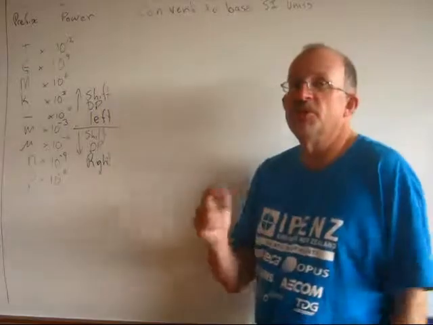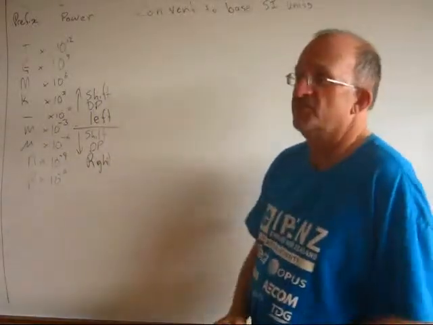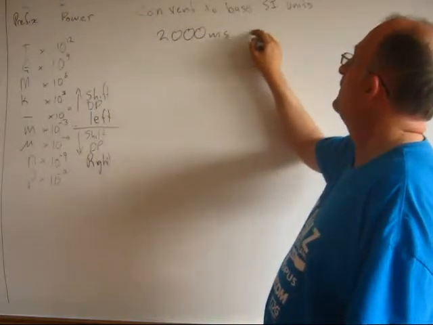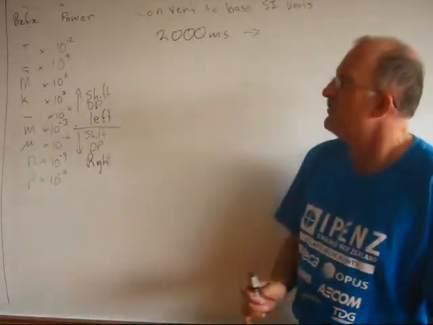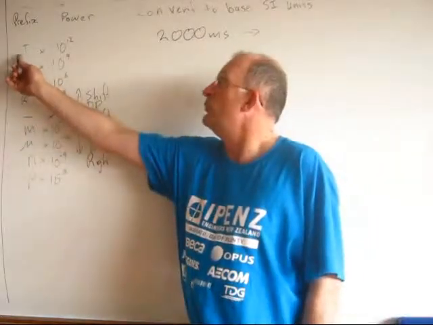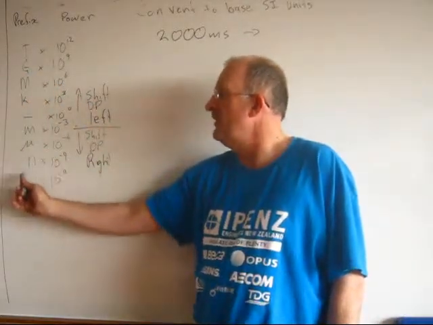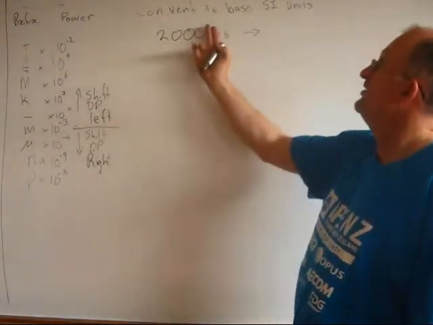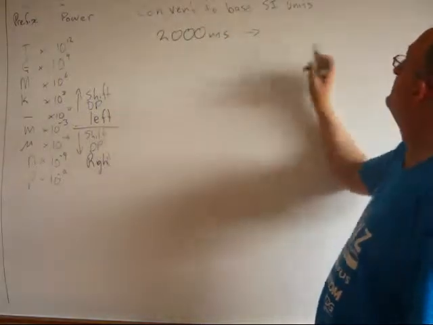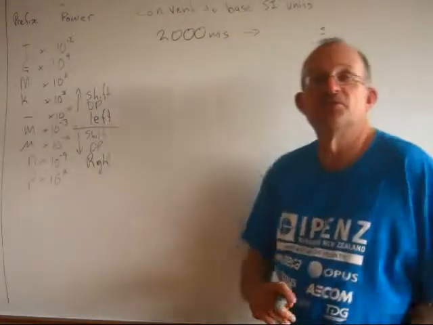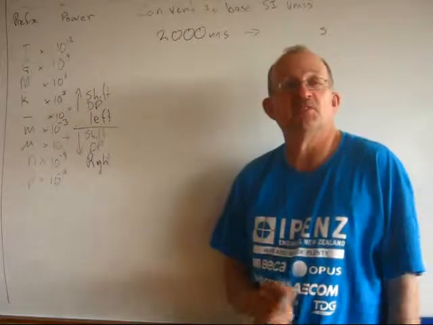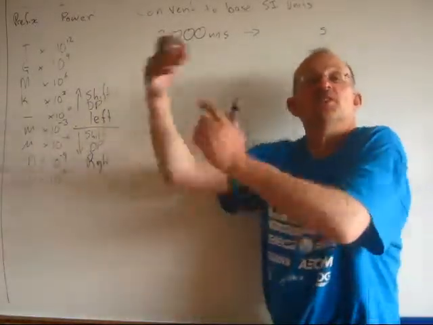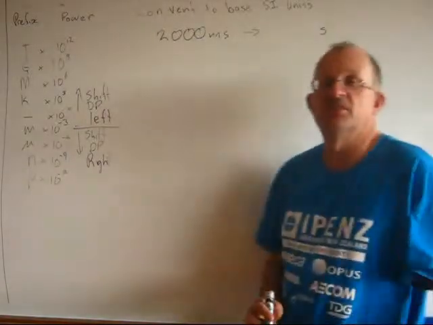Okay, so what we're going to do is convert to base SI units. I'm going to take a number like 2000 milliseconds and convert it to the base unit. The base unit means, in this case, the unit without any prefix, without any letter in front. So the base unit for milliseconds, without the prefix, is just seconds. This holds true for all of the units except kg, and we're not going to do any examples of that just yet. So 2000 milliseconds, we're going to convert that to the base unit, seconds.